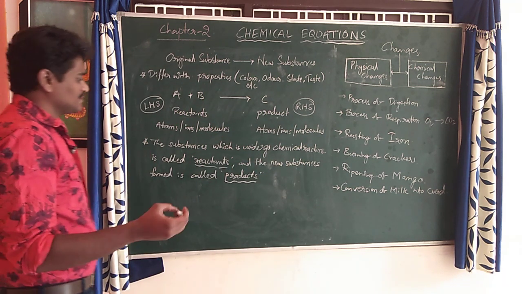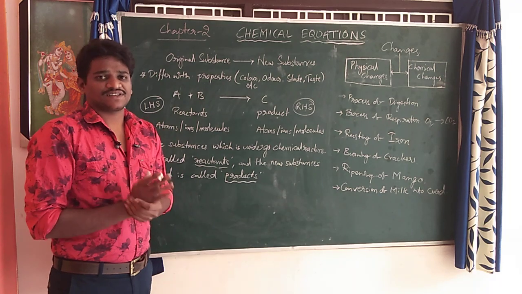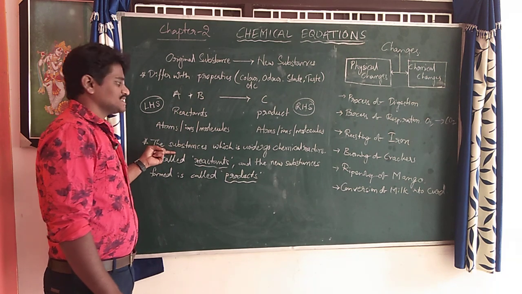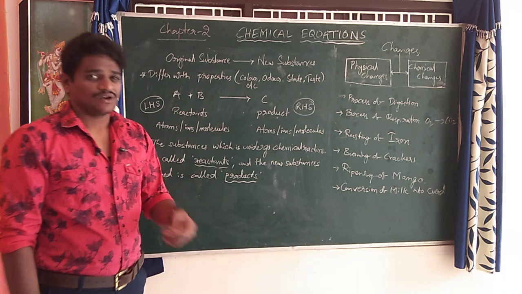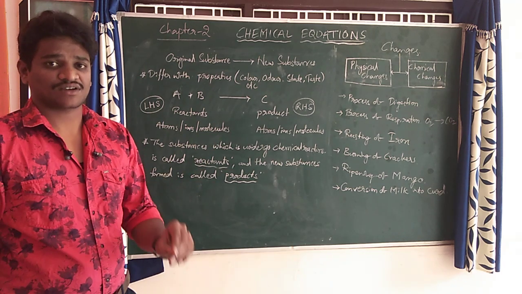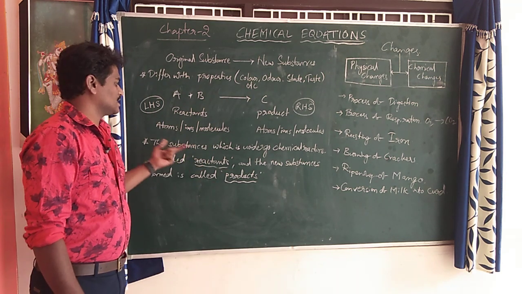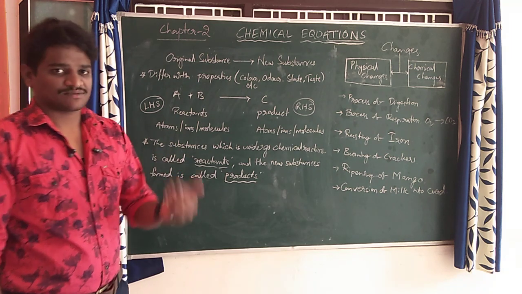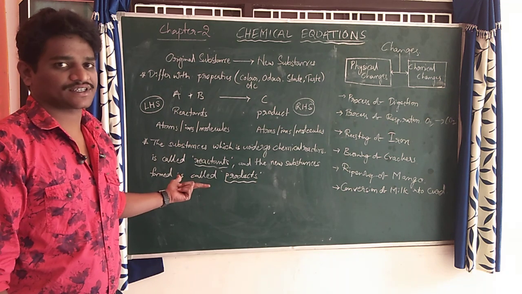What is the reactant? What is the product? You have to write the definition of reactants. The substances which undergo a chemical reaction are called reactants, and the newly formed substances are called products.